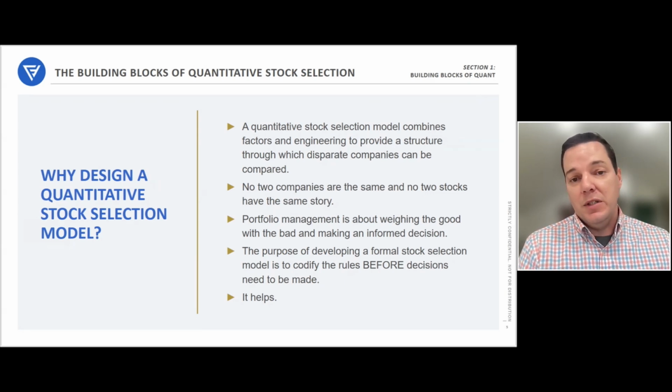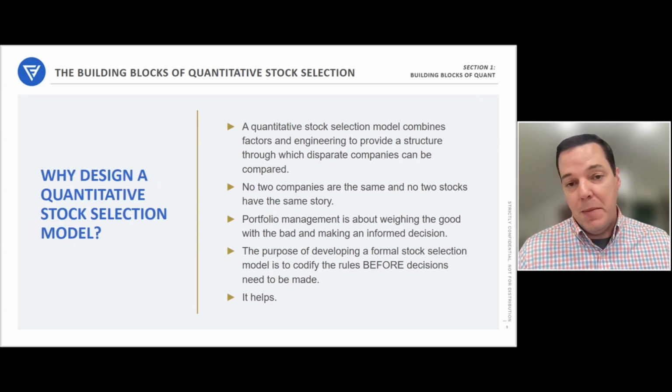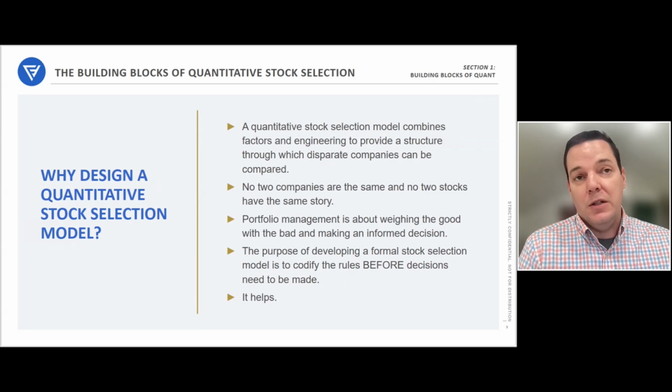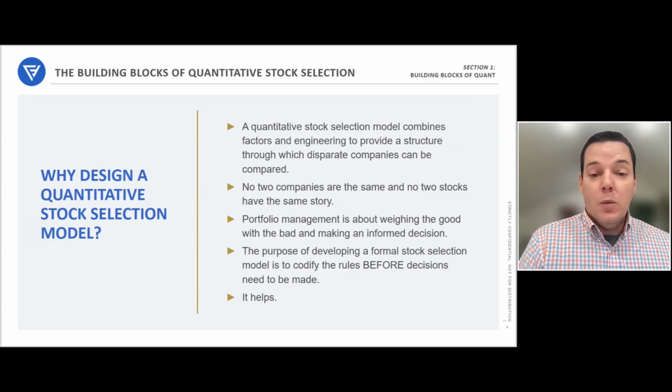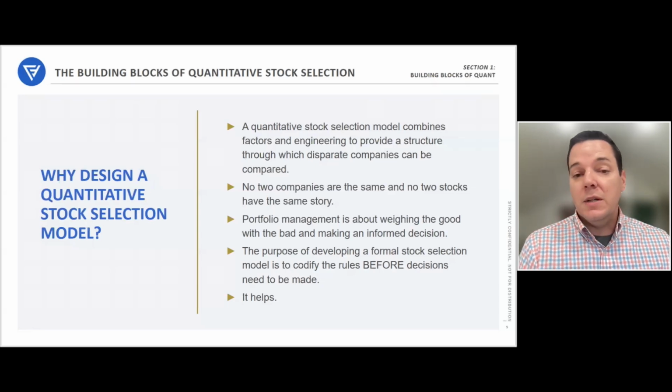Even if you look at companies as similar as, say, a Visa and a MasterCard, very similar business models. But if you look at the underlying attributes of the company, one's going to be a little cheaper than the other. One's going to have maybe higher margins. One's going to have a better growth story. So ultimately, a quantitative model gives you a framework for comparing those two companies.